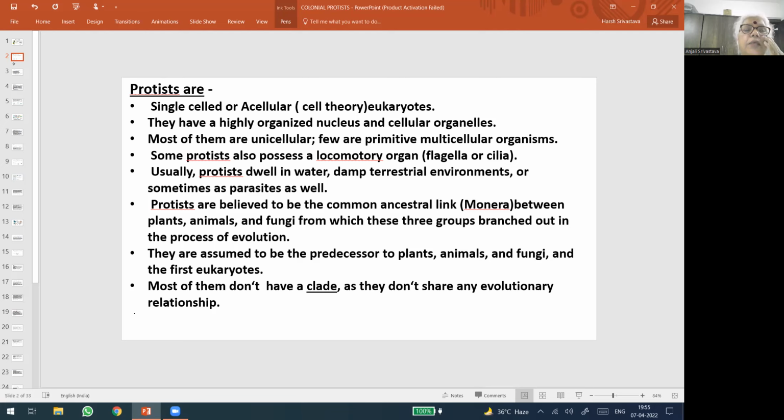So the protists are living organisms which are single-cell eukaryotes. Body एक सेल की बनी हुई है, well defined nucleus है, and उनको एक ancestral stock की तरह एक मोनेरा से मानते हैं, जो कि प्रोकैरियोट्स हैं, जिनमें well defined nucleus नहीं होता है.